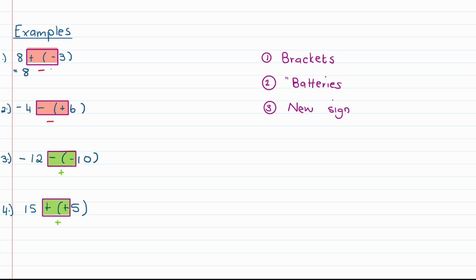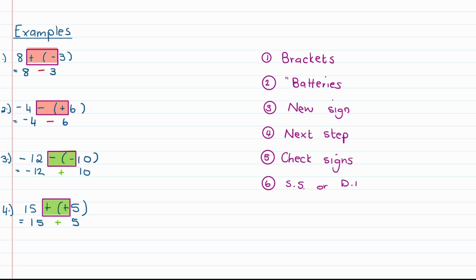Write the new signs directly underneath and rewrite everything that was not in the battery exactly where it was originally, just like how we learned to do this in BODMAS. This is us writing our next step. Now we need to check the signs on our new step to determine if we're solving same sum or different difference, followed by us then calculating the answers.